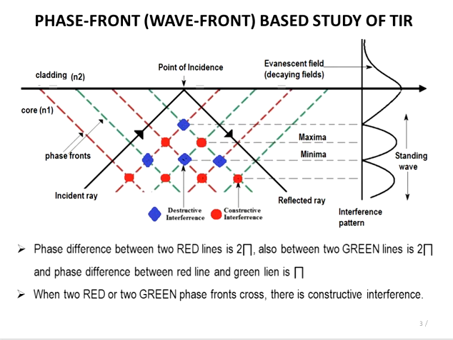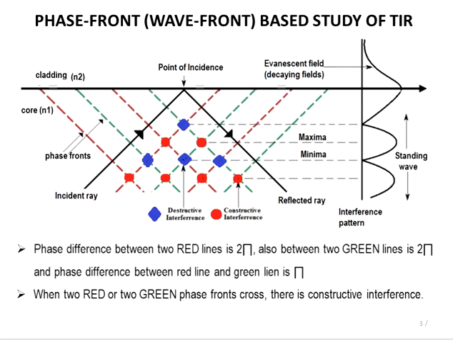Now as you can see in the diagram, when two red phase fronts meet together, they will have a constructive interference. Or when two green lines meet together, again there will be a constructive interference. Because of the constructive interference, there will be maximum light intensity, or we can say that point will be more bright. It is shown by the dark red circles.